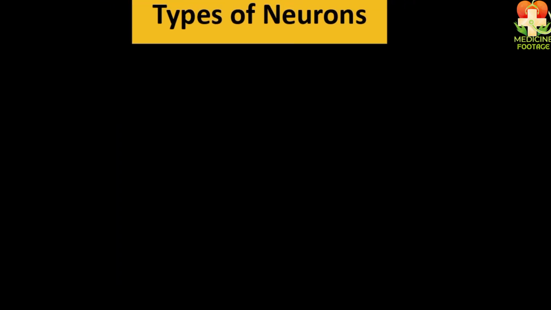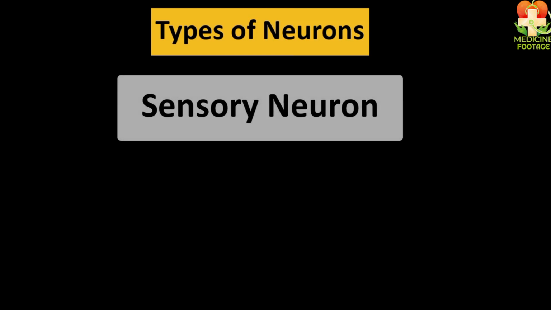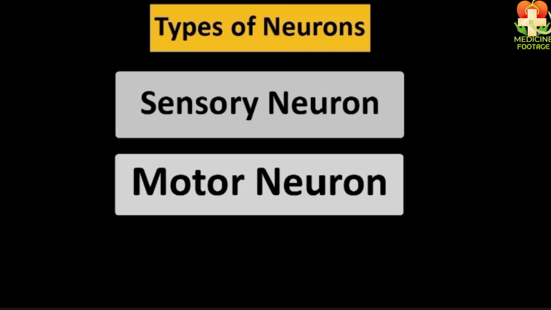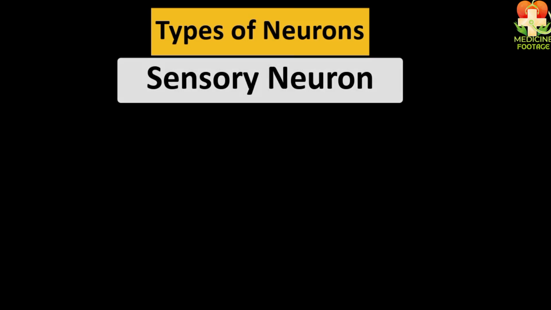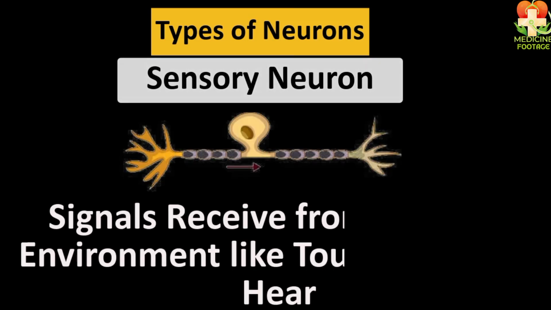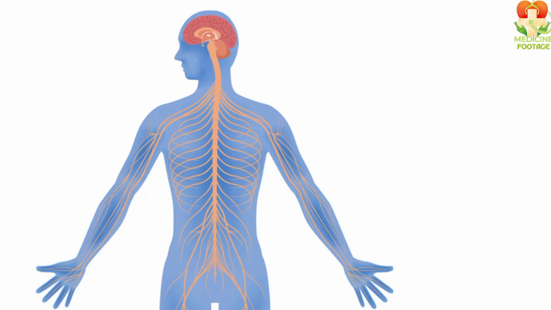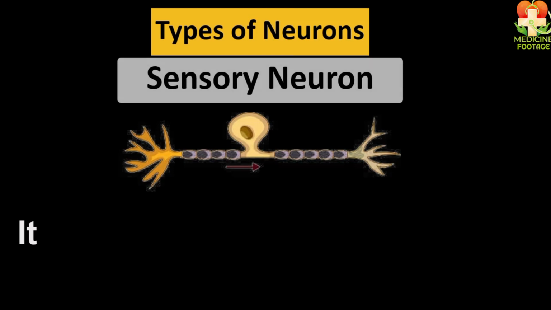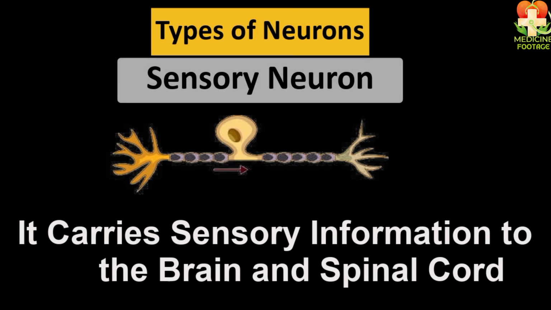Now, let's move on to the types of neurons. There are three types of neurons. Number 1, sensory neurons. Number 2, motor neurons. Number 3, interneurons. Let's study these types one by one. Number 1, sensory neurons. They receive signals from the external environment, such as when someone touches you, or when you feel pain, like when your hand touches a hot iron. Sensory neurons carry this information from the affected body part to the brain or spinal cord.